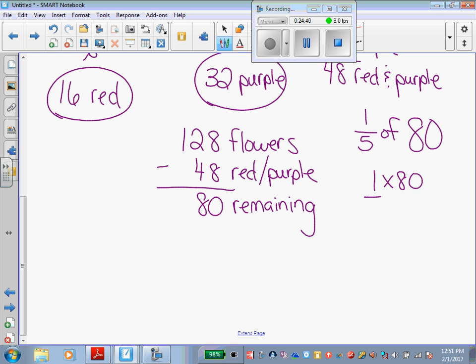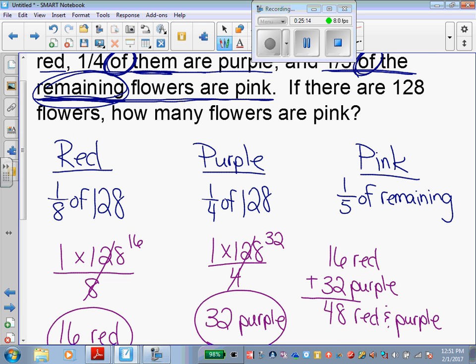One times 80 over 5. Now is 80 evenly divisible by 5? Can I simplify it? Yes. Okay, how many times can 80 be divided by 5? 16. All right, so 1 times 16 is? 16. So how many pink flowers are there? 16. Did I answer my question? Yes. Because looking back up, how many flowers are pink? There are 16 pink flowers.